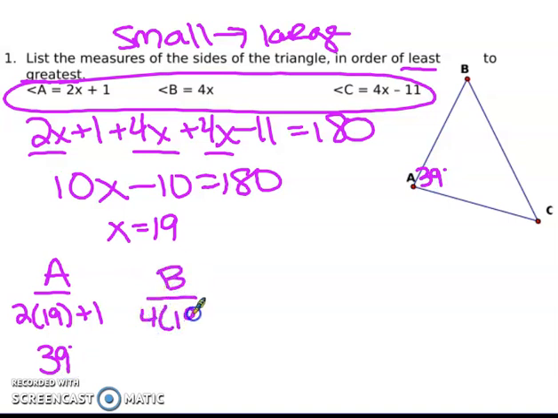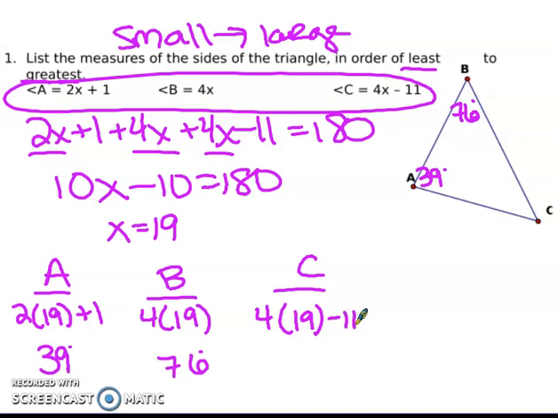B is 4 times 19. So I have 76 degrees. And C, 4 times 19 minus 11 is 65 degrees. And make sure you put it in your triangle. That way you're not kind of guessing which way you're going across, which way's next to, which way's across from it. So now if I want to go from smallest to largest, my smallest angle is 39. So if I go directly across from it, that means BC is first.